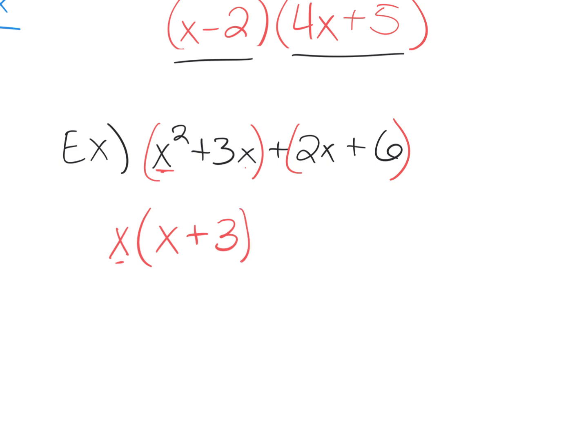Close your parentheses. Now we're going to do the same process for the second pair of parentheses. What's a common factor between 2 and 6? 2. Anything else? Can I take out an x? Nope, because there's no x with the 6. So what's 2 divided by 2? 1. And do I still have this? Yes. What should I get in this parentheses? Plus 3. 6 divided by 2 is 3. Did I do it correctly? Yeah. How do I know? Because their parentheses are the same.